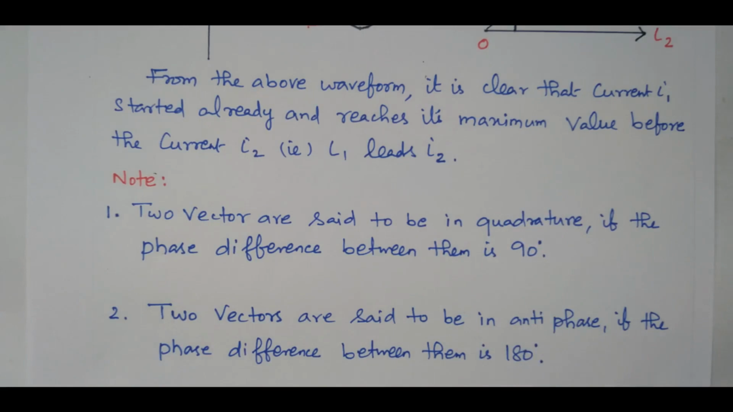So in this video we discussed the phasor diagram of a sinusoidal waveform. Two types: in phase and out of phase. In that, again, lead and lag.